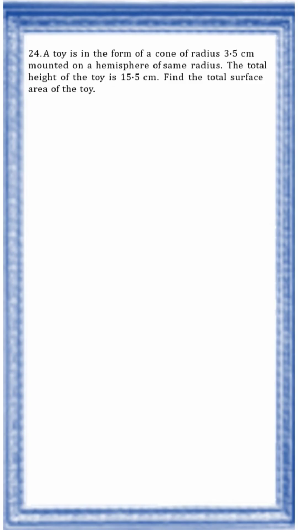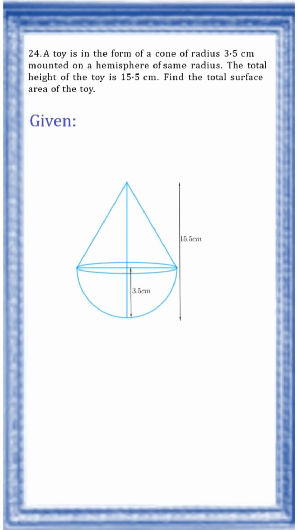A toy is in the form of a cone of radius 3.5 cm mounted on a hemisphere of the same radius. The total height of the toy is 15.5 cm. Find the total surface area of the toy. What has been given here? A toy which is in the form of a cone. This is the cone, isn't it? Of radius 3.5 centimeter, mounted on a hemisphere. This one is the hemisphere of the same radius, means this one is 3.5, this one is also 3.5.